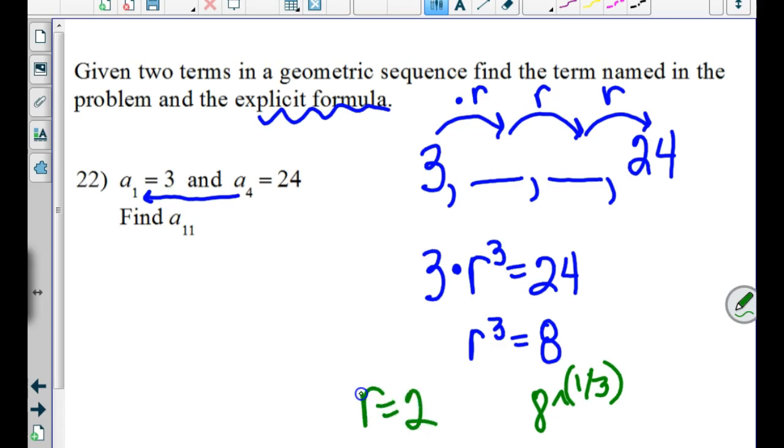I say that because we're going to have somewhere you have to take like the 1/7 root. And there is a way to do it on here under the math thing, but it's so much faster if you just do to the 1/7 power. All right. So what did we just find? We found r. Now we have to write an explicit formula.